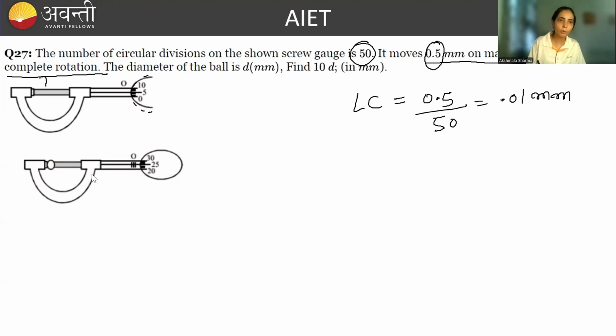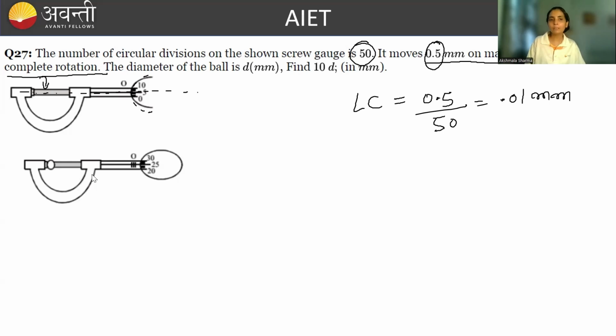When no ball or nothing is getting measured, then this is the diagram of the screw gauge. So here you can see there is no reading on the main scale, that is 0. But on circular scale, this particular line is not coinciding with 0. It is coinciding with 5. So it is already measuring something. That is called positive error.